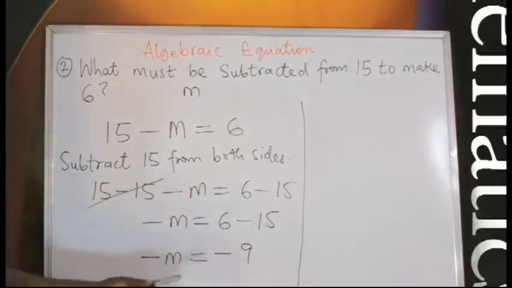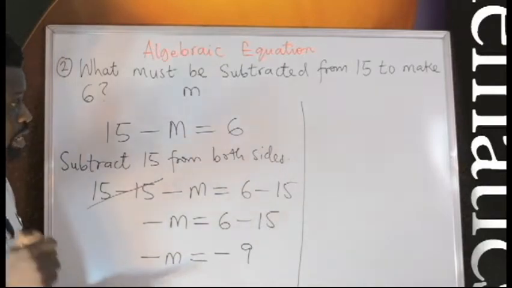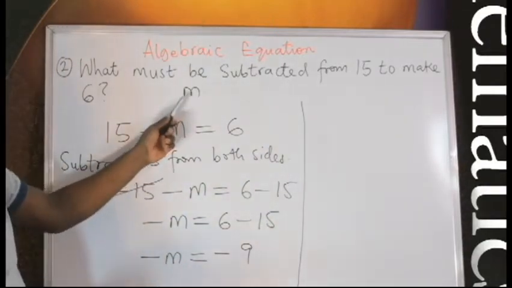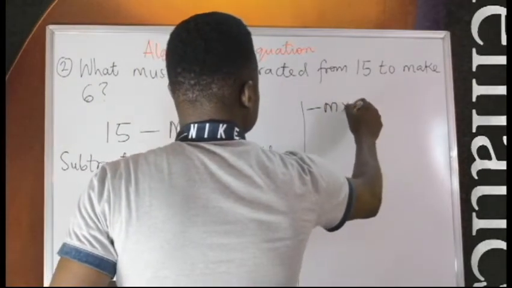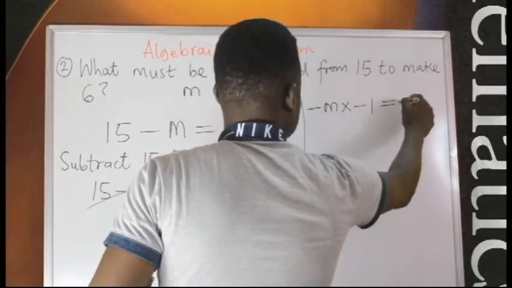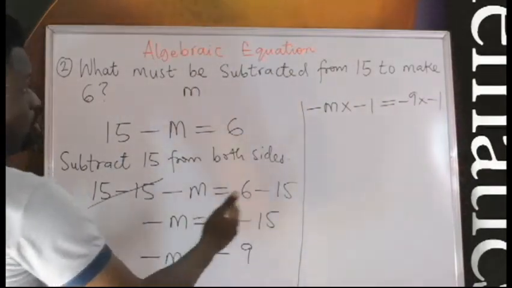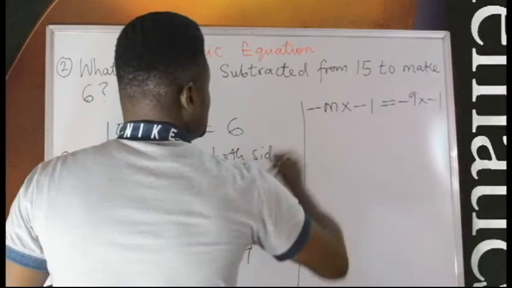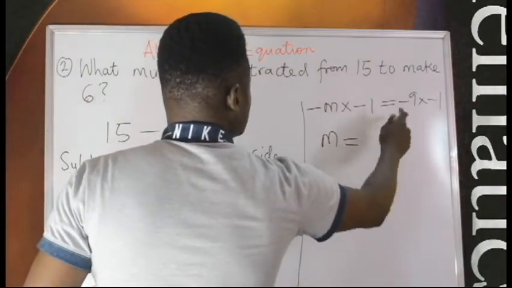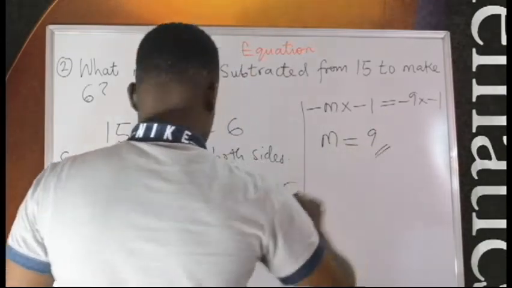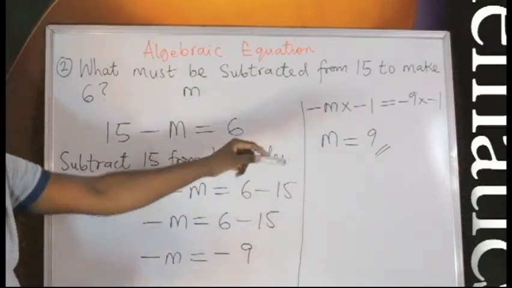Now this will not be your final answer because the M is negative. We are looking for M that is positive, not M that is negative. So I have minus M times minus 1 equals minus 9 times minus 1. What you do to one side, you do to the other side. Minus times minus is plus, 1 times M is M. Minus times minus is plus, 1 times 9 is 9. So M equals 9. What must be subtracted from 15 to make 6 is 9.